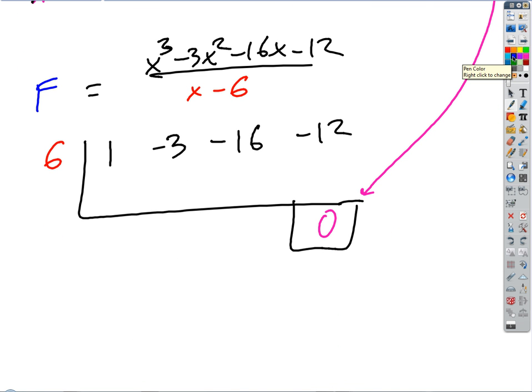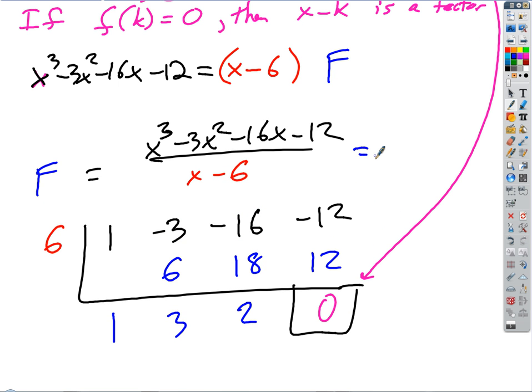What happens if I don't get a 0 there when I do the synthetic division? You did it wrong. I did it wrong. I better try it again because it has to be 0. It would mean there's a remainder, but there can't be a remainder. We're told that there's not. So 1 times 6 is 6. What do I get? 3, 18. What goes there? 2, 12, and it works. I get 0. Okay, so then what is f?